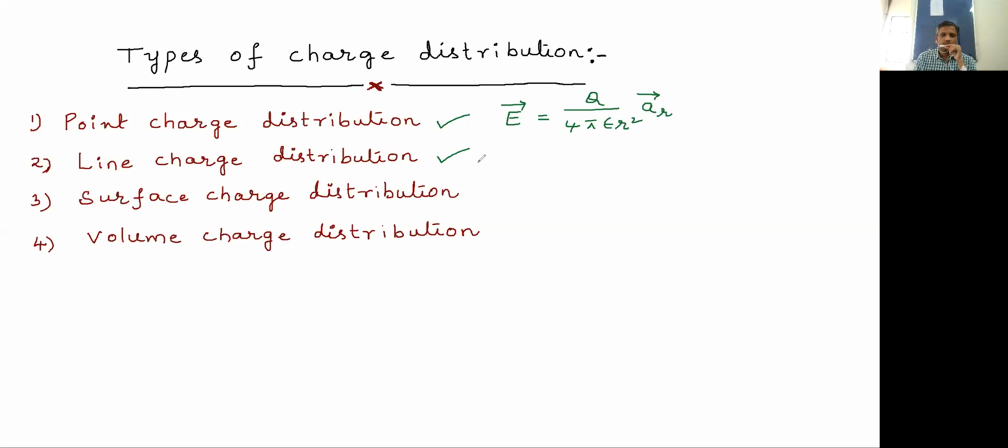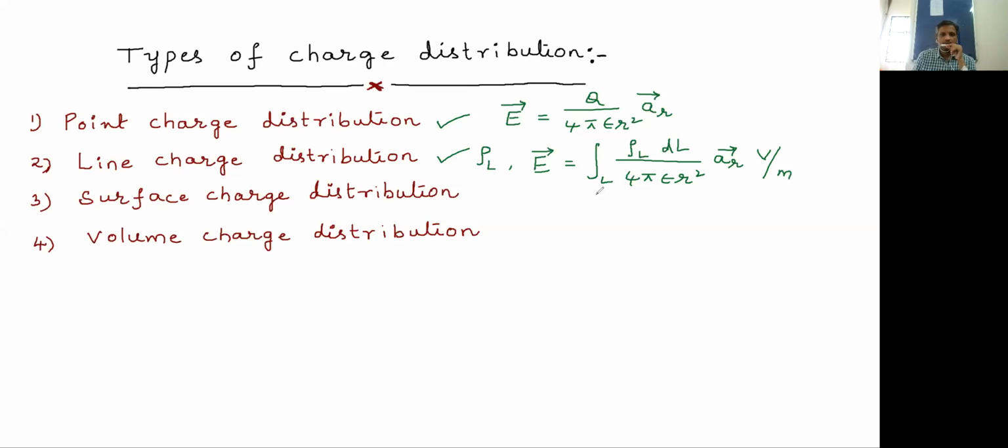And for the line charge distribution, we have defined a very important parameter called line charge density. We have defined it for both uniform and non-uniform charge distribution. And we have even defined the expression for the electric field intensity, which is a line integral of rho L dl by 4 pi epsilon R square AR vector. This is the expression for the electric field intensity due to line charge distribution.